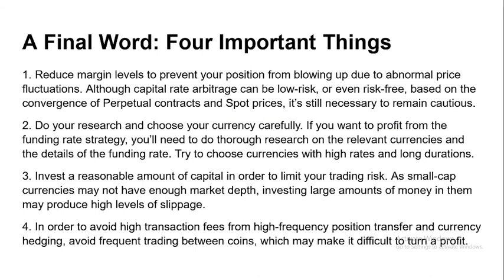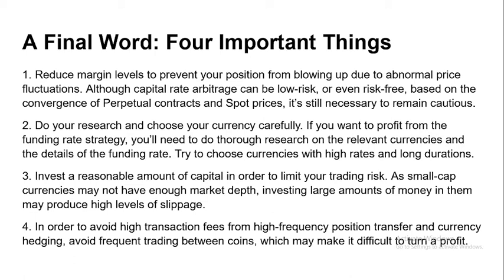So final word. So 4 important things. So 1, reduce margin levels to prevent your position from blowing up due to abnormal price fluctuations. Although funding rate arbitrage can be low risk or even risk free based on the convergence of perpetual contract and spot prices, it's necessary to remain cautious. 2, do your research and choose your currency carefully.